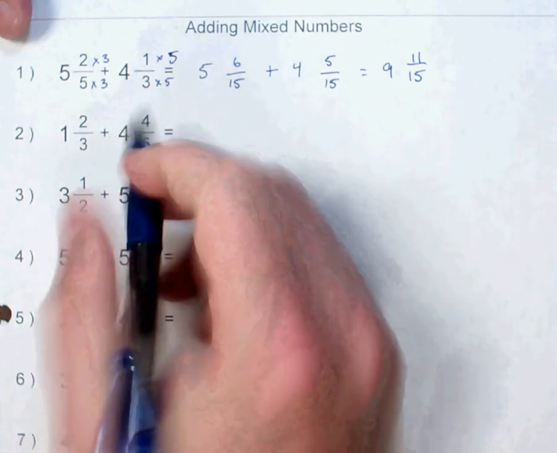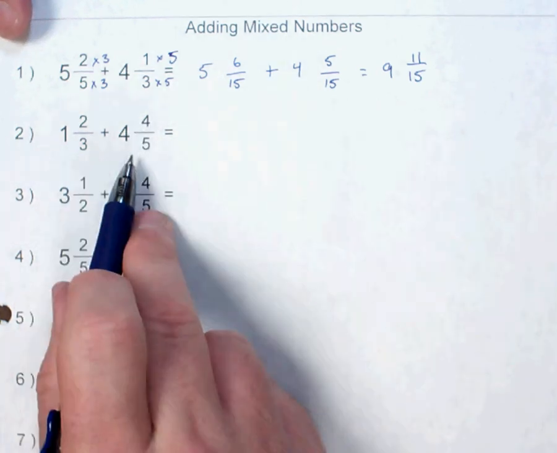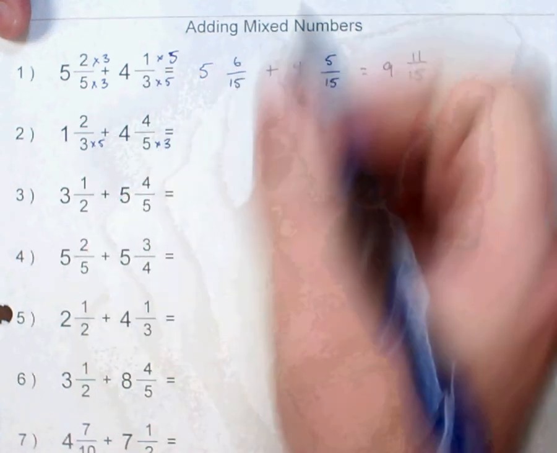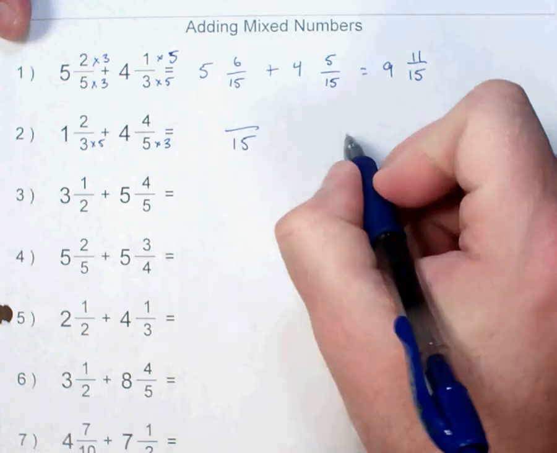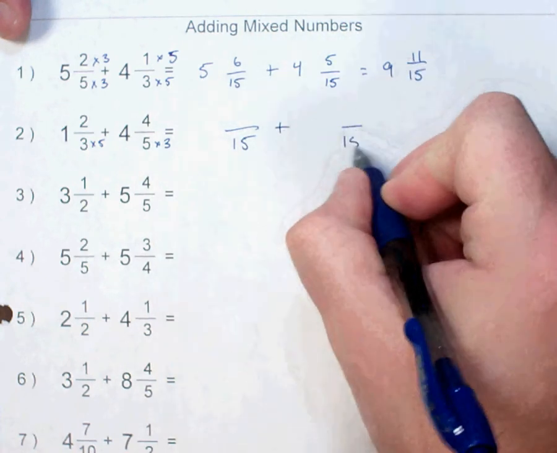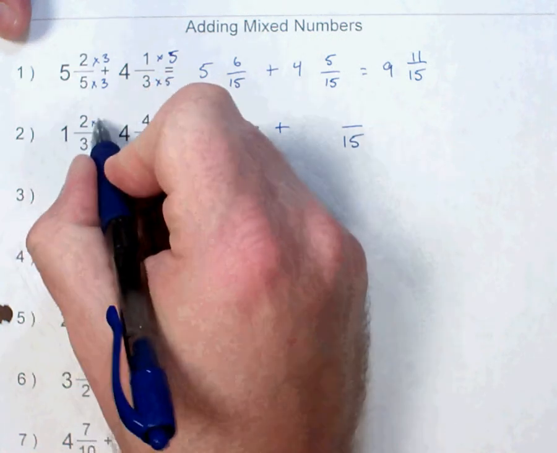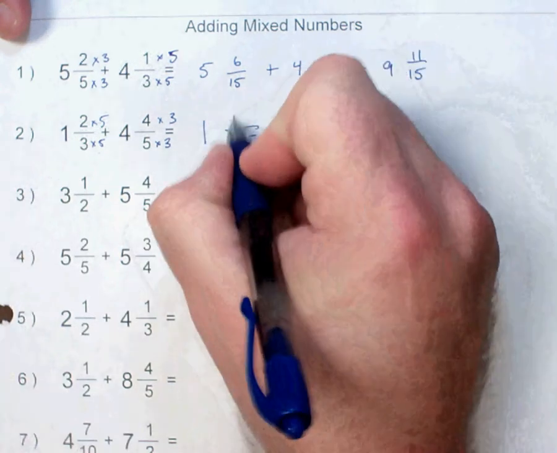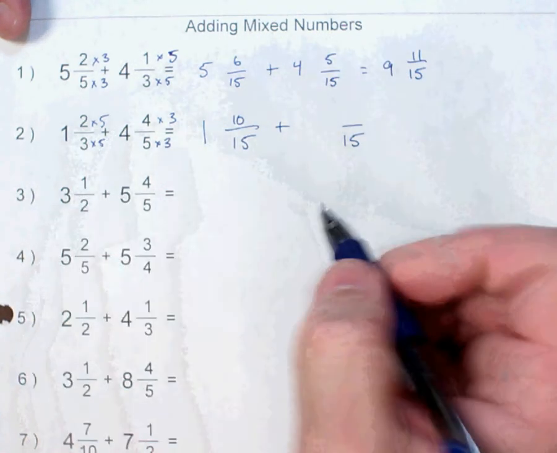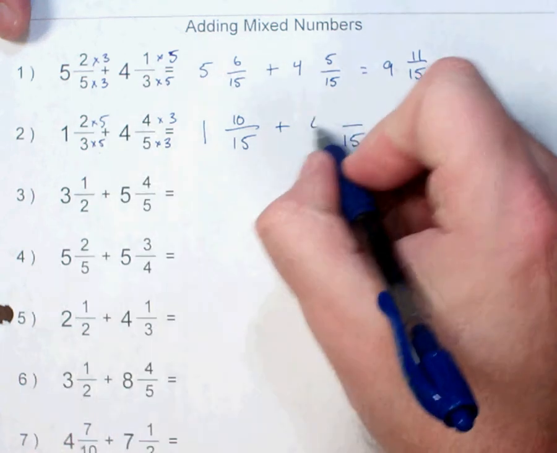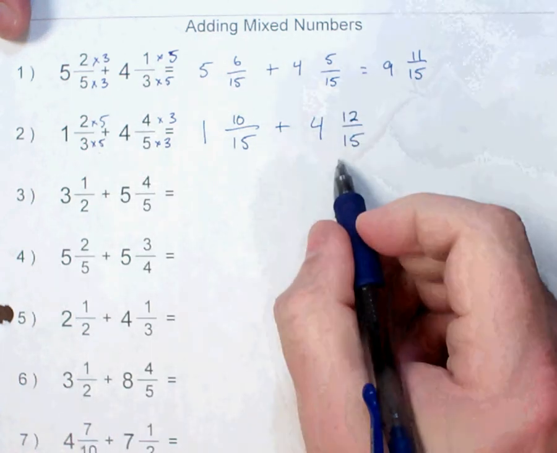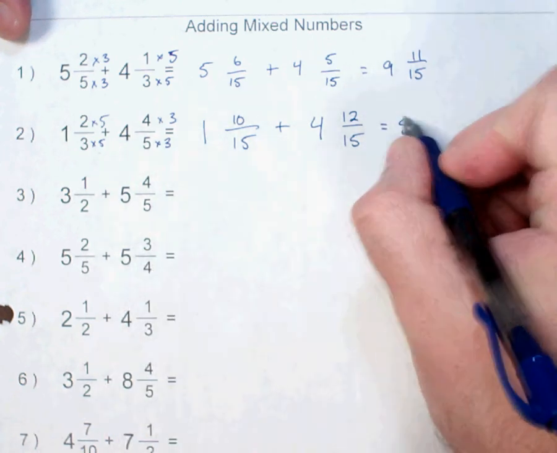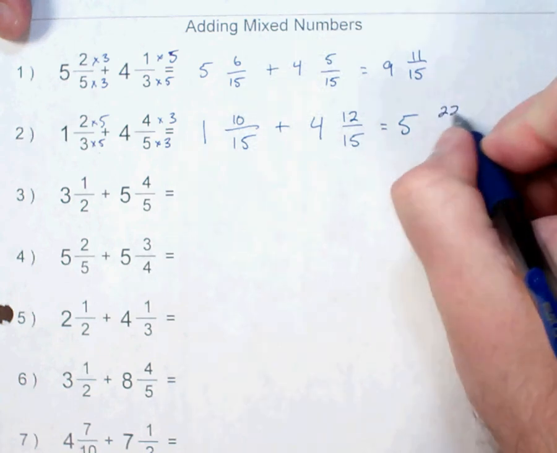Alright, let's go on to number 2. Number 2 is going to have actually the same set of denominators, so I've got 3 and 5 again, so I'm just going to multiply the denominators together to get my common denominator of 15 again. Whatever I do to the denominator, I have to do to the numerator. So 1 and 2/3 becomes 1 and 10/15ths, and 4 and 4/5 becomes 4 and 12/15ths. Then I'm going to do my addition, whole numbers first. 1 plus 4 is 5. 10 plus 12 gives me 22/15ths.